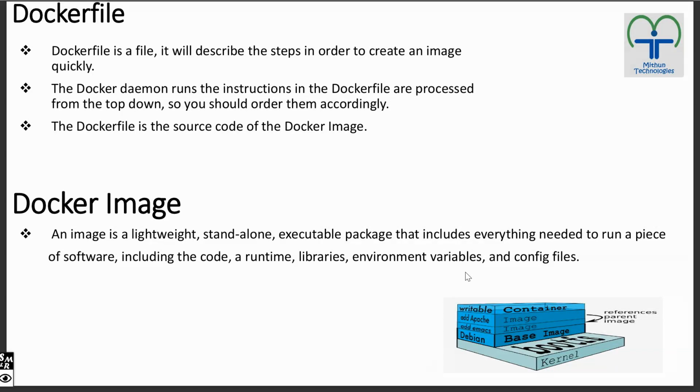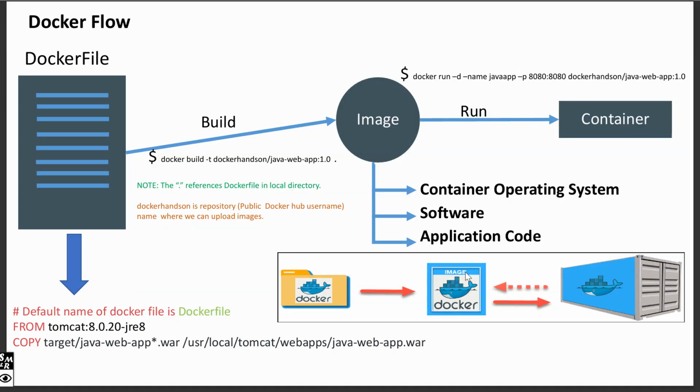Here, as we already discussed, a Dockerfile is used to automate Docker image creation. A Docker image consists of all the things required to create a container. A Docker image is a lightweight, standalone, executable package that includes everything needed to run a piece of software, so we have each and everything required to run our application. Without a Docker image, we cannot create the container.